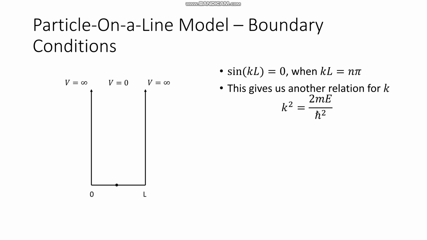Since we know k squared equals 2mE divided by h bar squared, and solving from before, we have k is also equal to n pi divided by L. So if we substitute that in for k, we have n squared pi squared divided by L squared equals 2mE divided by h bar squared. This will let us give an expression or an equation for E.